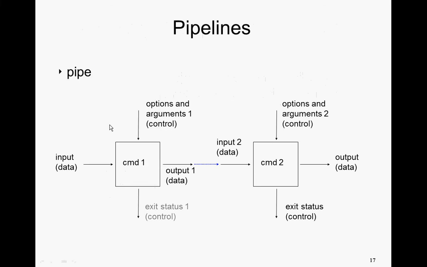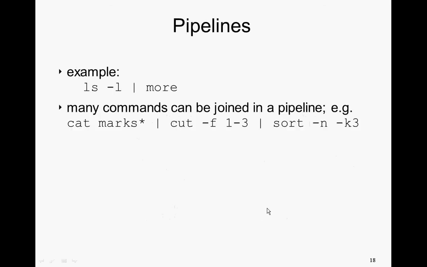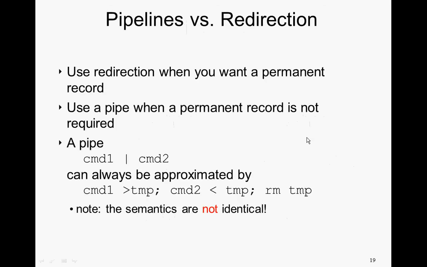Okay, so here, using the diagrammatic representation we had earlier, we had one command associated with one process that's running, another command associated with a different process, and the output from one is fed into the input of another. So, for example, we saw we can do an ls -l, listing a variety of extra information about the various files, and we could pipe it into more, so we could see it screenful by screenful. Or we can cat various files that start with marks, extract various fields from them, and then sort appropriately.